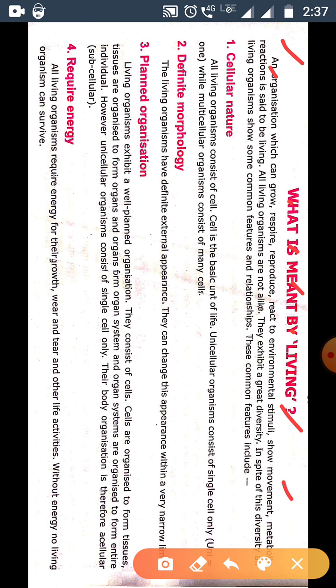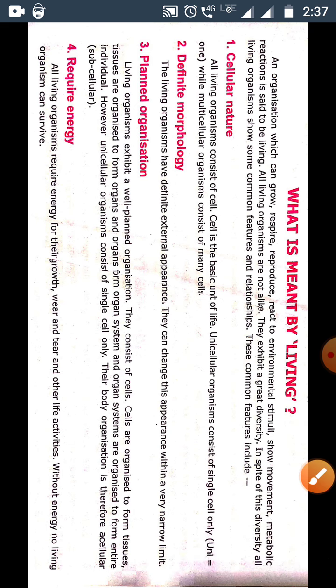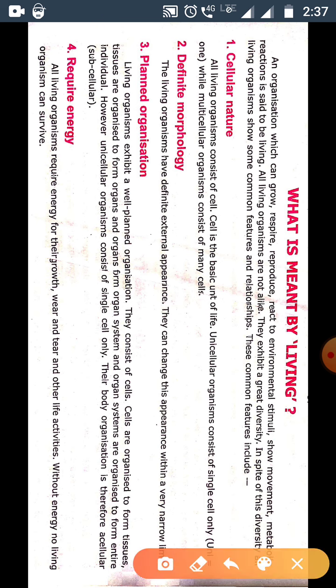All living organisms are not alike. Alike means same type, same physical body, same physical structure, same behavior, same identification, but they differ from each other. They exhibit a great diversity. In spite of this diversity, all living organisms show some common features and relationships.